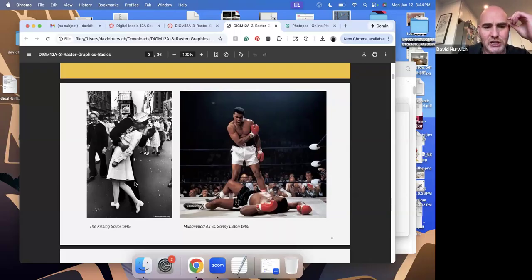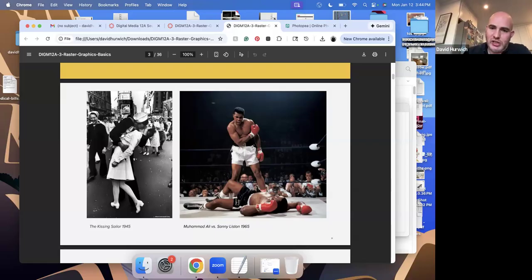This is the kissing sailor, a very famous, very reproduced photo. The photo is from right after World War II, where America claims victory over Japan. So obviously, it invokes national pride of the U.S., the joy of ending war, and that kind of thing.